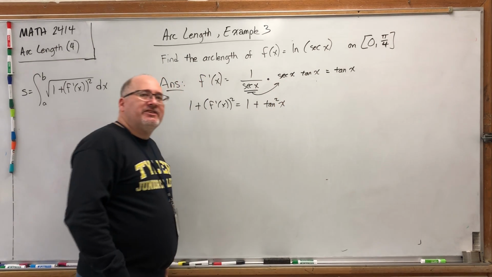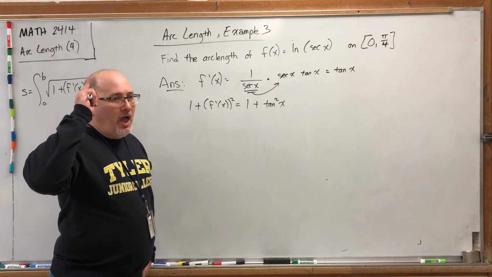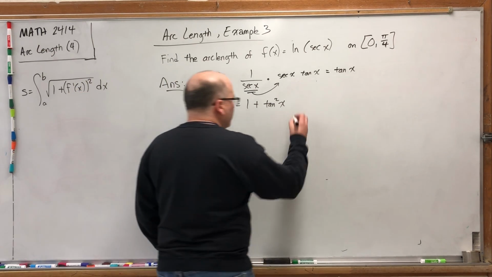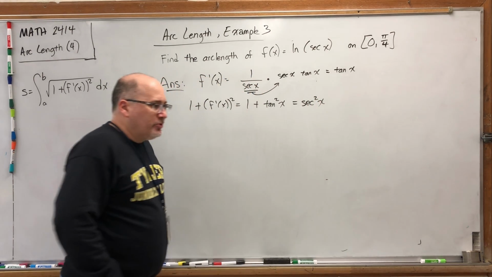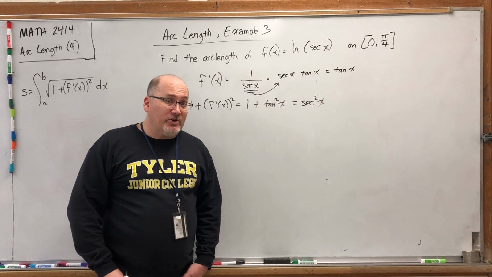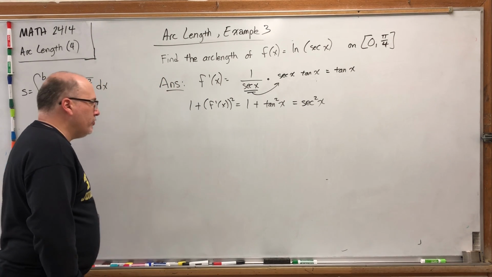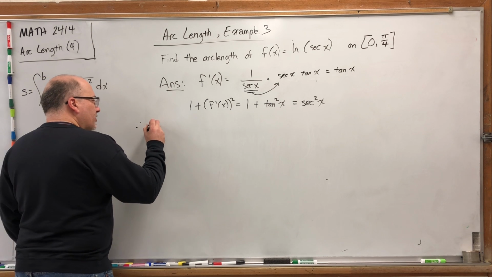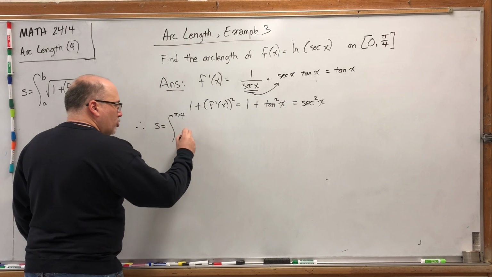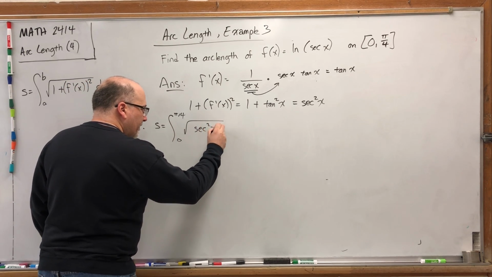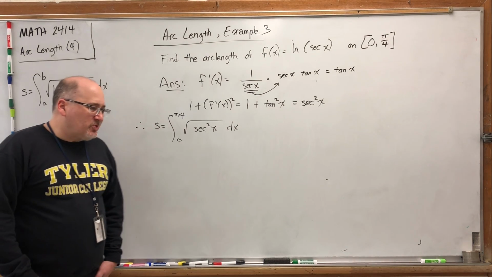But that's a Pythagorean identity. 1 plus tangent squared equals... If you didn't instantly say secant squared, you've got to know your trig identities better. Plus, with all the trig substitutions we did, that should be fairly fresh on your mind. Okay, so we're going to park that under a square root. Therefore, the arc length is the integral from 0 to pi over 4 of the square root of secant squared. Hey, the square and the square root cancel.